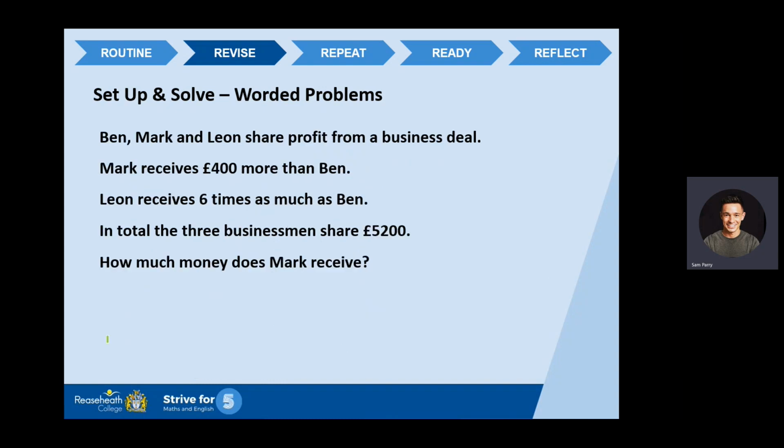One of my favourites, this one. Ben, Mark and Leon. They share profit from a business deal. Mark receives £400 more than Ben. Leon receives six times as much as Ben. In total, the 3 businessmen share £5,200. How much money does Mark receive?